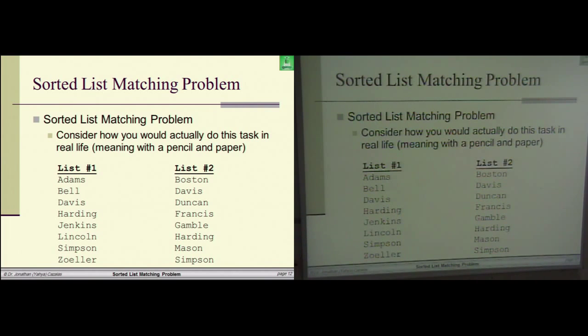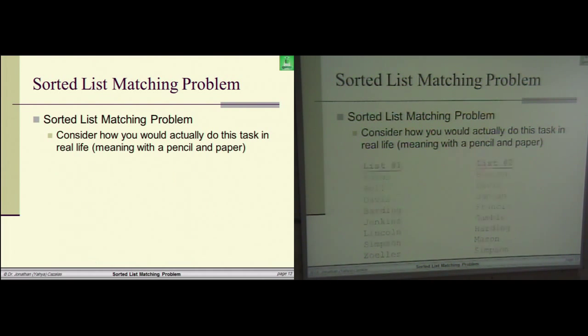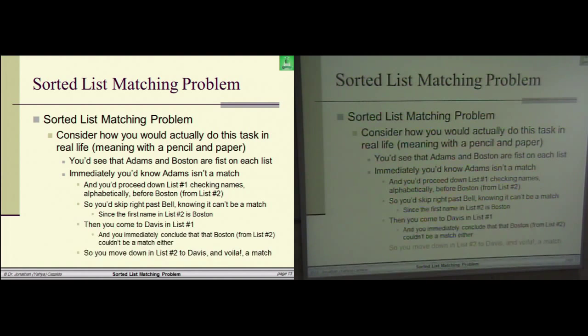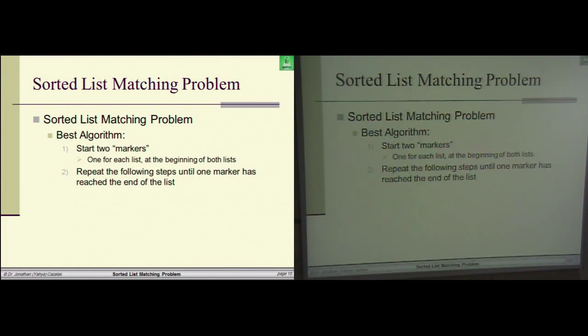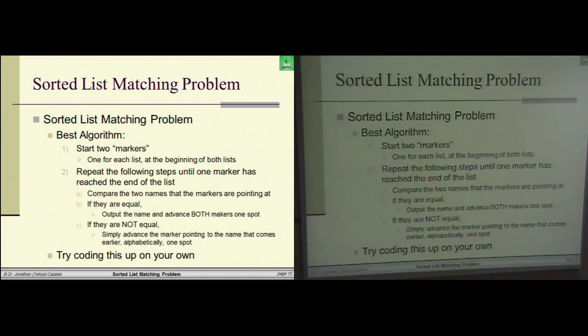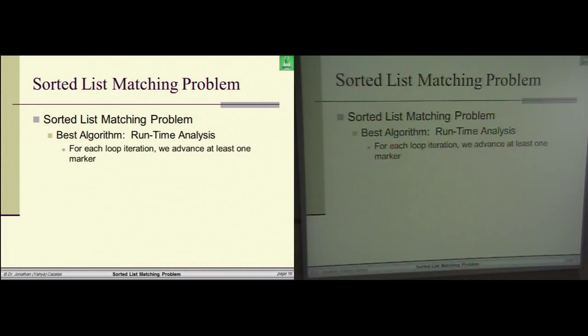You don't use 2 for loops. You don't use binary search. You just, in your mind, quickly do it with 2 little pointers. So the same thing you would do in code. Okay, and I put here for you the algorithm of how you would do this. You start 2 markers and you move those markers down the lists according to this. We're out of time, so I'm going quickly.